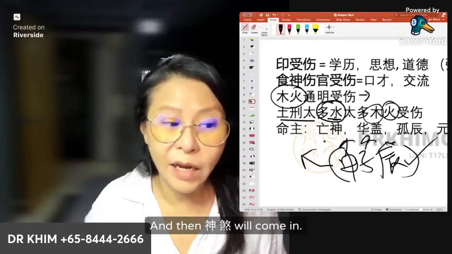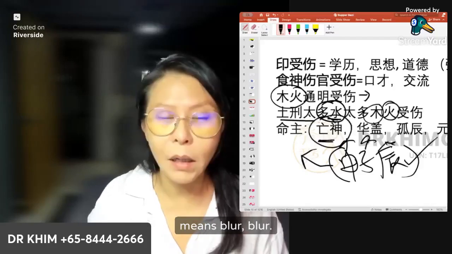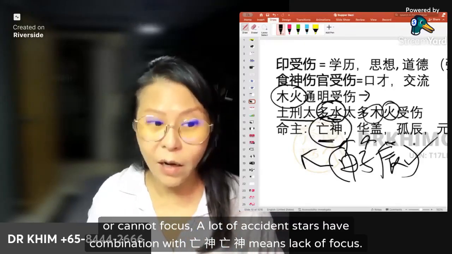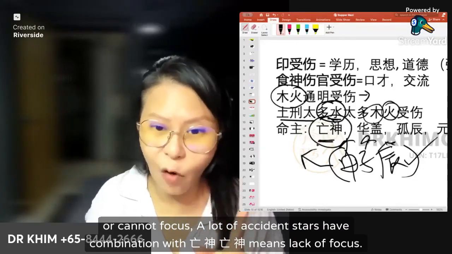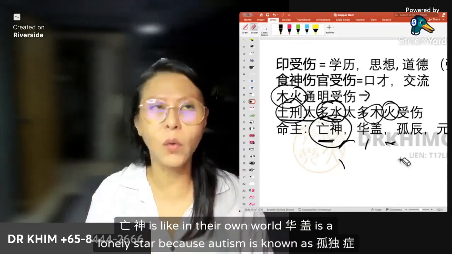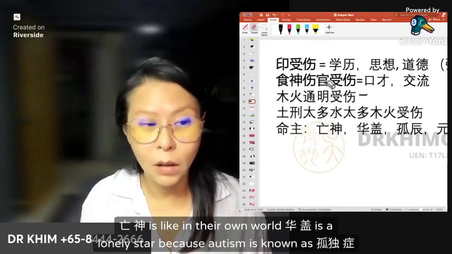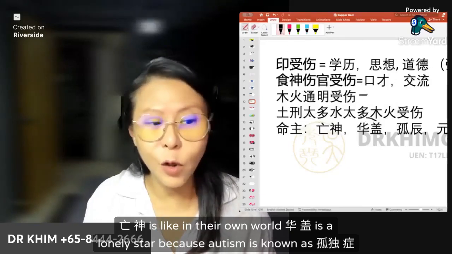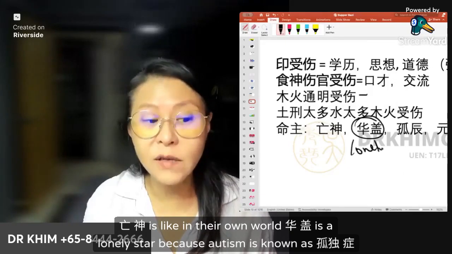And then Sensa will come in. Wang Shen means blur or cannot focus. A lot of accident stars have combinations with Wang Shen. Wang Shen means lack of focus. Wang Shen is like being in their own world. Hua Gai is a lonely star because autism is known as 孤独症.